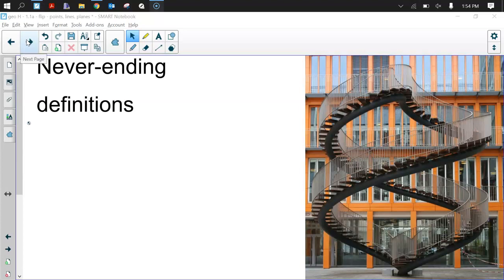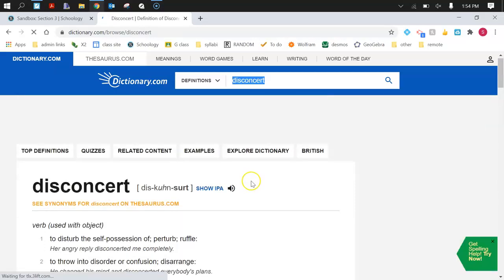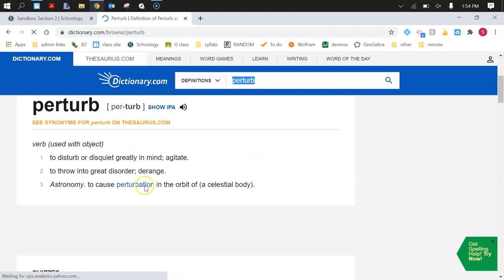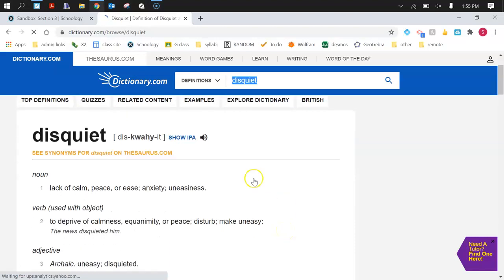If you've ever looked up a word in the dictionary, sometimes there's a word in there that you don't know, and so you go look up that word. Let's say you don't know what disconcert means. You look at that definition, and maybe you don't know what perturb means. So you look up that definition, and then you don't know what disquiet means, and you click that definition. You can go on forever until you get to words that you understand.